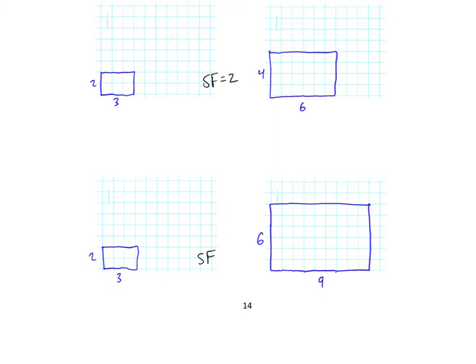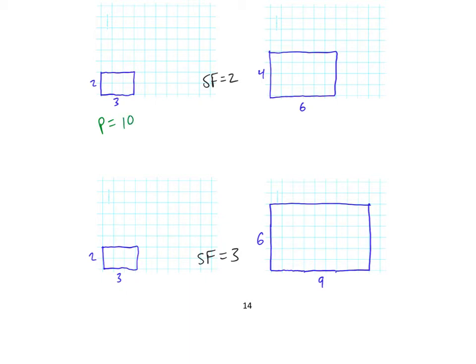For the bottom one, I have a 2 that gets changed to a 6 and a 3 that gets changed to a 9. So I multiplied each of those by 3, so it's going to have a scale factor of 3. Now I want to look at what happens to the perimeter and what happens to the area as we do this. So if I look at the perimeter of this first object, my distance around is going to be 2 plus 3 plus 2 plus 3, which gives me a perimeter of 10.